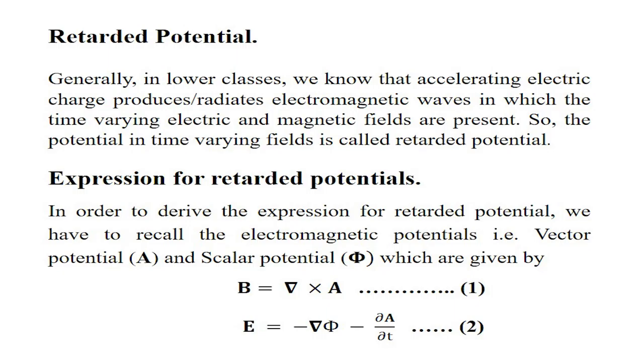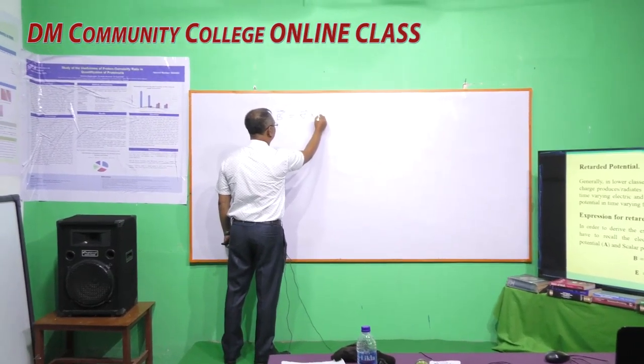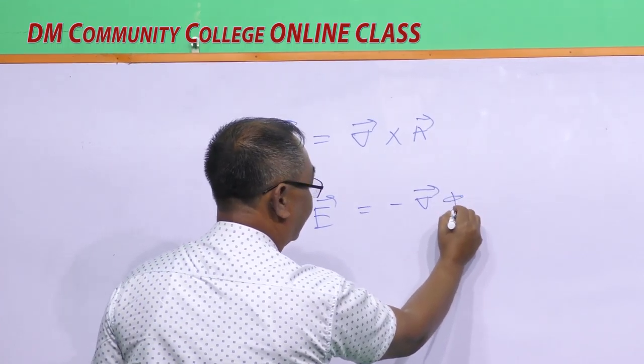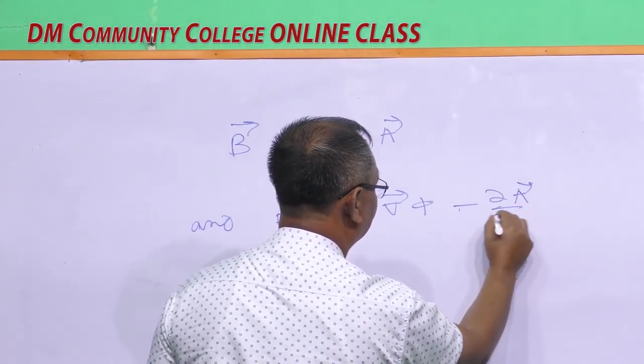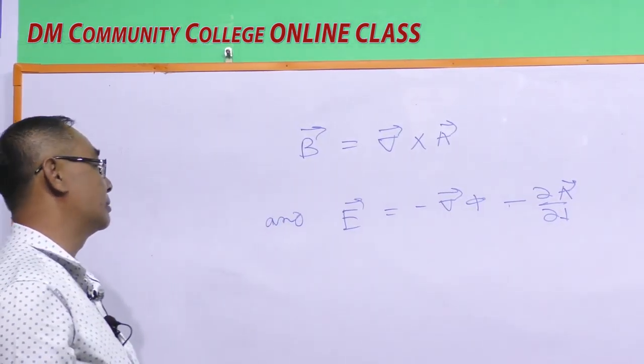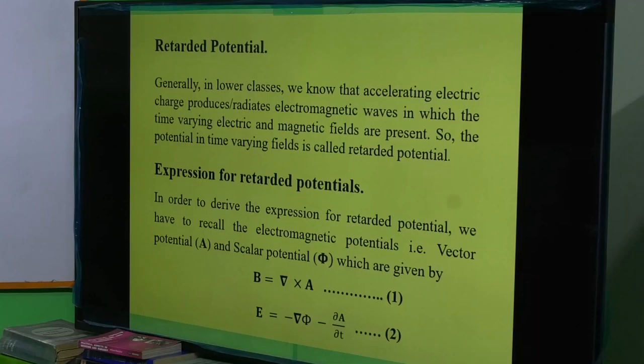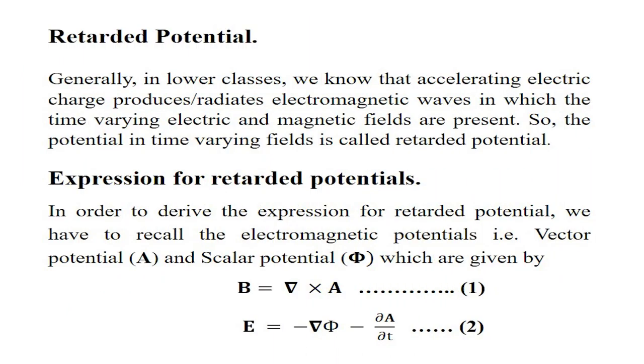In order to do this, we have to recall the concept of electromagnetic potentials, that is vector potential and scalar potential, which are given by B equal to curl of A vector and E equal to minus grad phi minus del A vector by del t. Here, the vector A is known as vector potential and the scalar function phi is known as scalar potential. Now, let me explain how these equations are obtained. For this, we have to start from Maxwell's equations of electromagnetic waves.